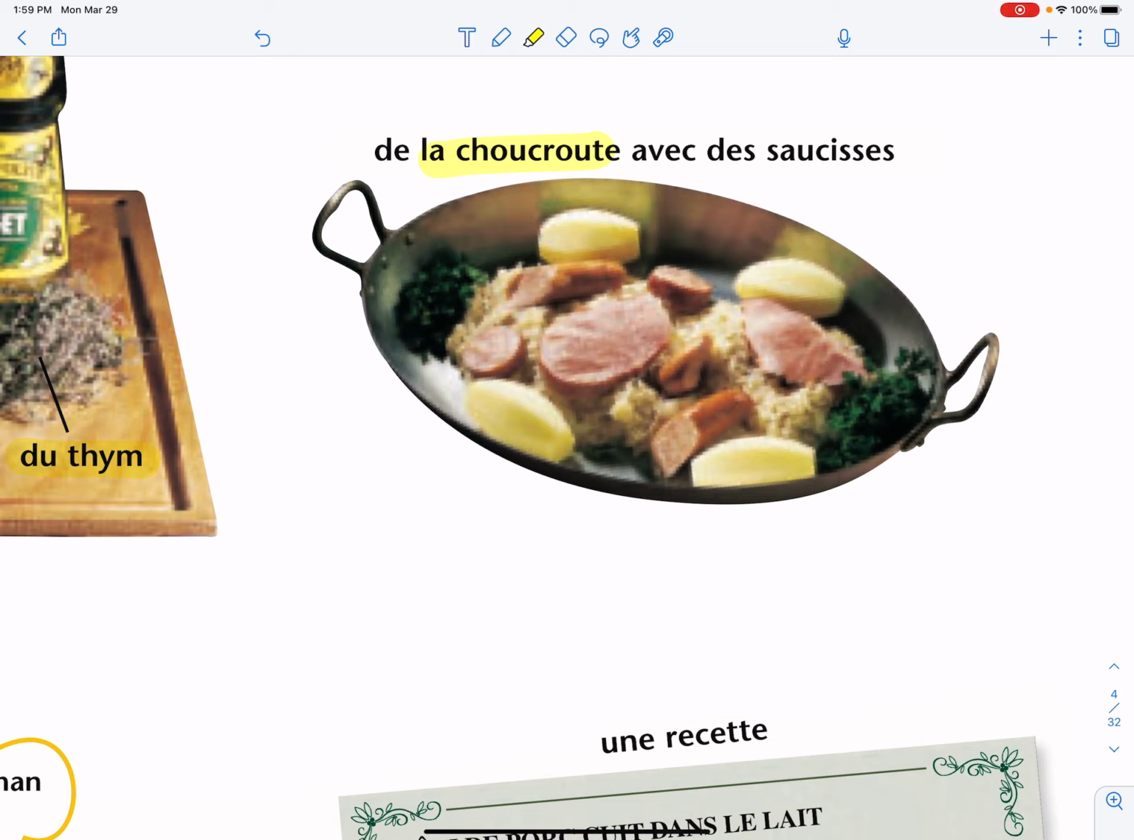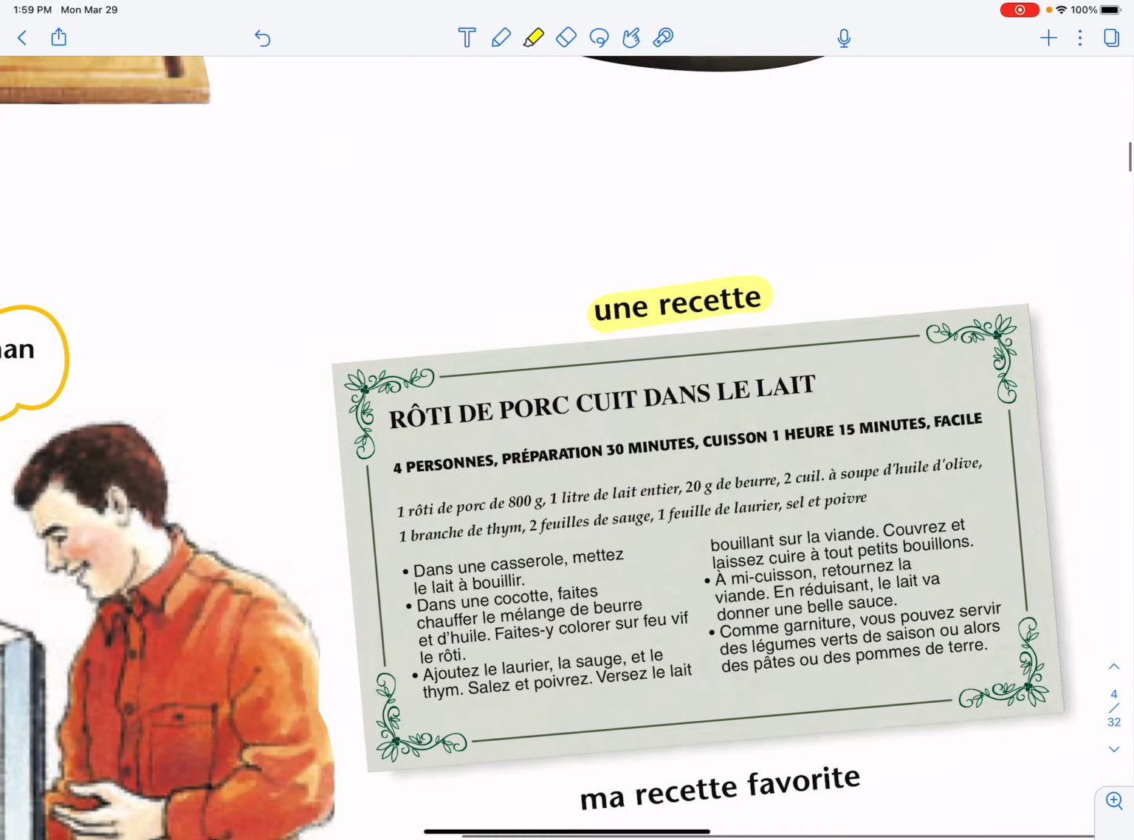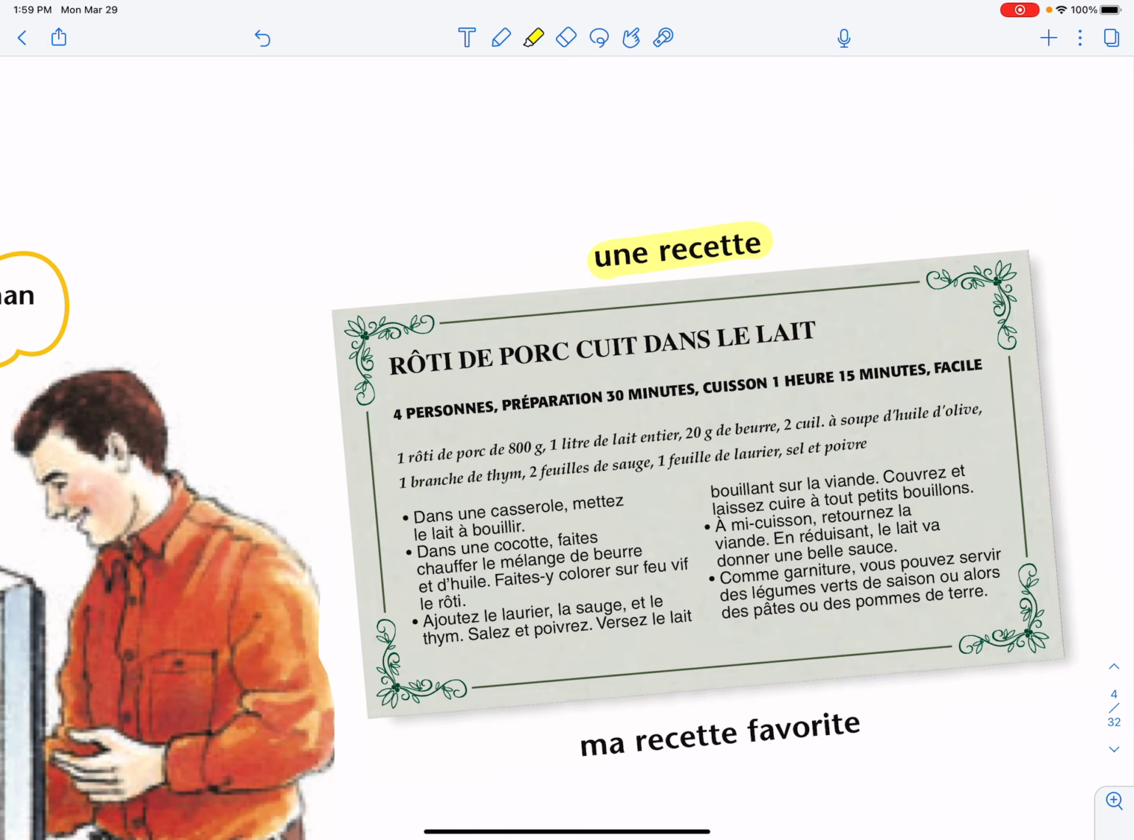So choucroute is sauerkraut, and des saucisses are sausages. So this meal here is sauerkraut with sausages. Looks like there's also some potato in there as well. And then there's one more term, une recette, which you can tell from the picture, that is a recipe.